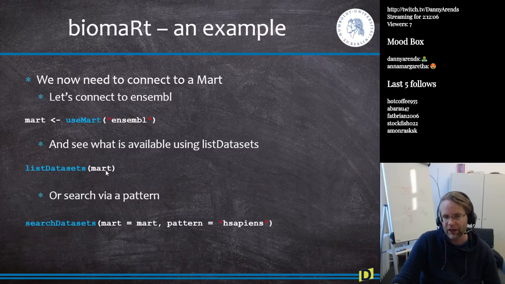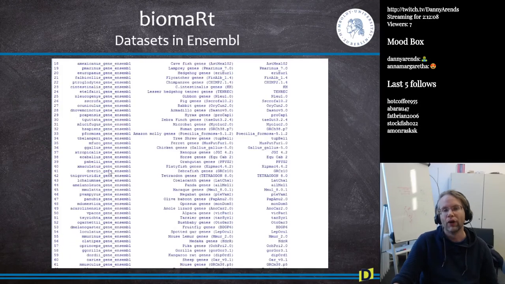If we list the data sets which are available in Ensembl, we get this massive list of almost 1,000 different species. So it allows us to say, well, I want to connect to G. gallus gene Ensembl, which are the chicken genes, or I want to go to M. domestica gene, which is the opossum genes. So it allows you to select which data set you want to work on.